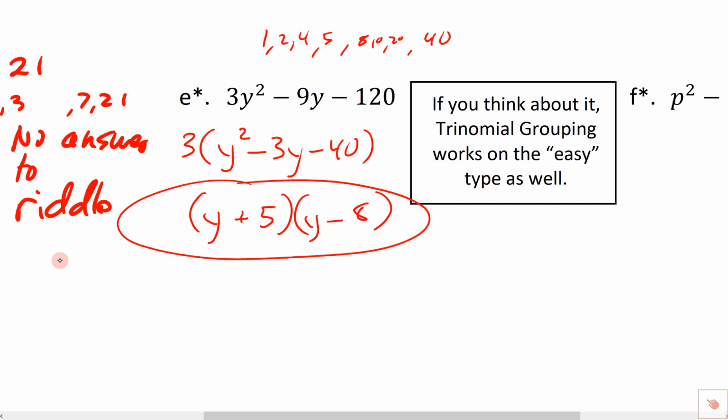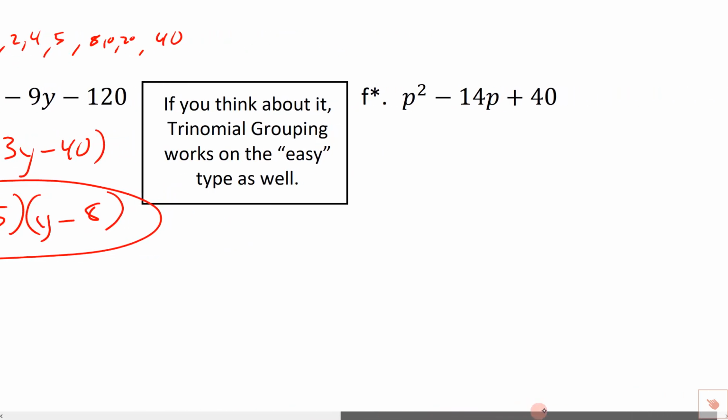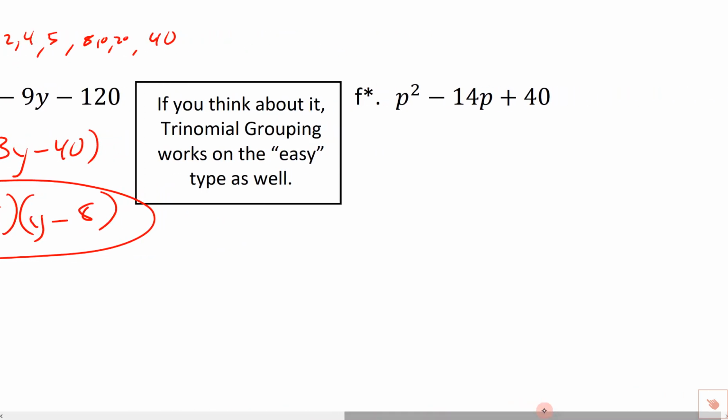Now, I'm going to circle that, but remember that 3 was a GCF, so we need to pull that out. So make sure that you're following all those rules, especially rule number 1 and rule number 4. So let's take a look at this last one. And if you think about it, this trinomial grouping actually works on the easy ones as well. So watch how this works.